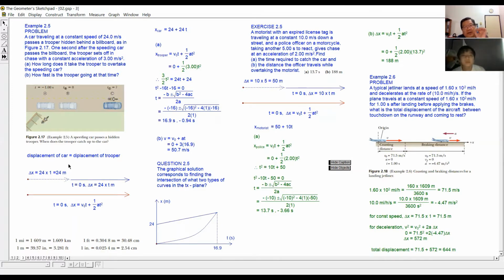Now I calculate the distance traveled by the car. It is 24 times the 1 second ahead of the policeman, then 24 times t seconds. This t is the time together with the policeman. So the total distance traveled by the car is 24 plus 24t. The 24 is before the policeman starts, and the 24t is after the policeman has started.